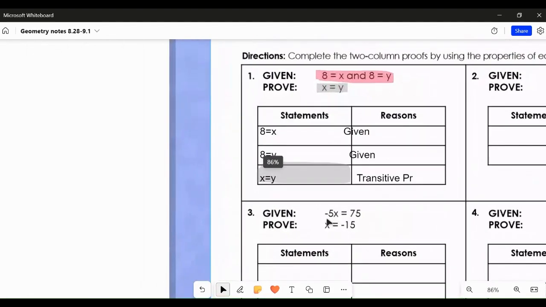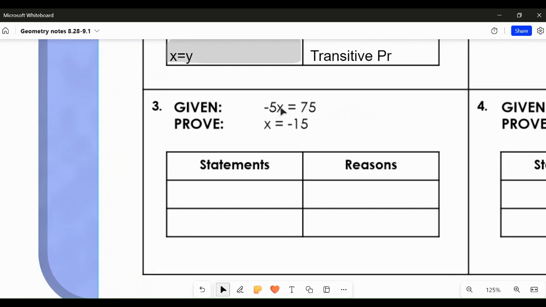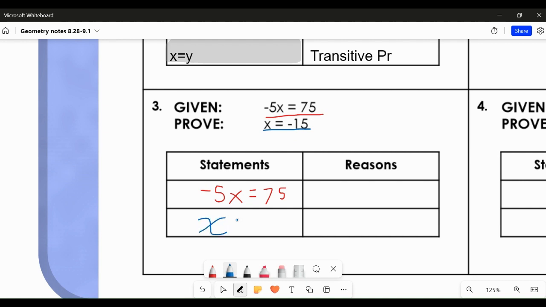All right. So, number 3, we got a nice simple one here. It gives us an equation of negative 5x equals 75. Then it has x equals negative 15. So, we always start off with our given statement. We are given this. So let's write that up in our first statement here. Now, since this is an equation and there's numbers, we are trying to solve for our missing number here, x. So that's what we're given. Now we have what we're trying to prove, which is x equals negative 15.